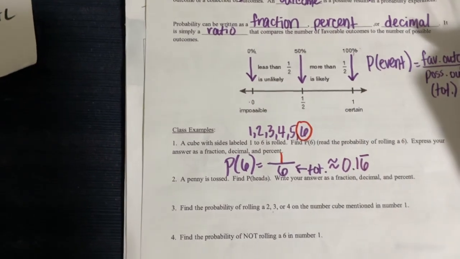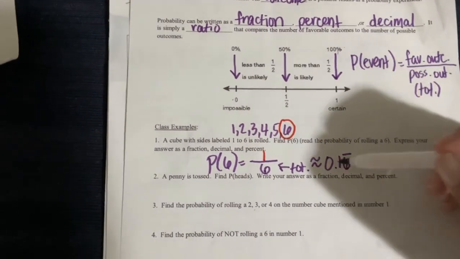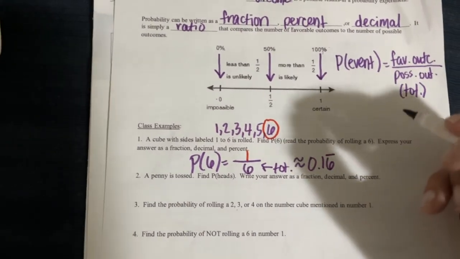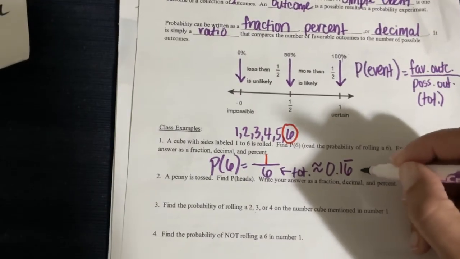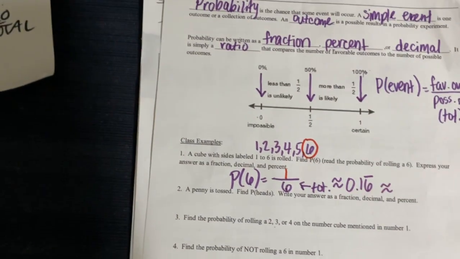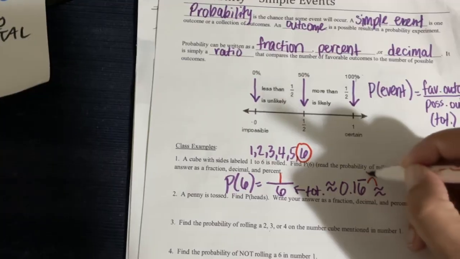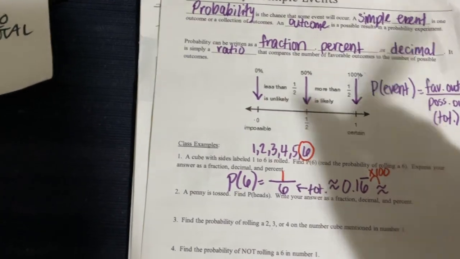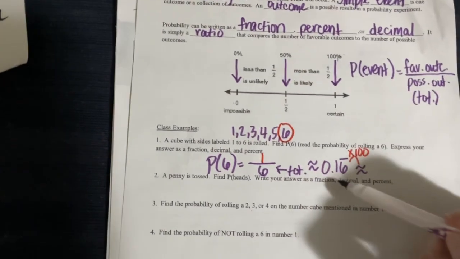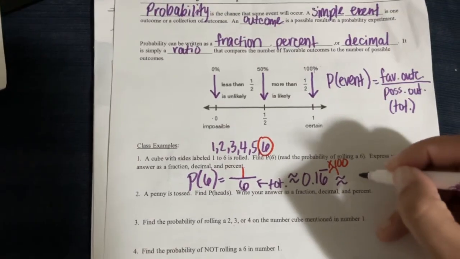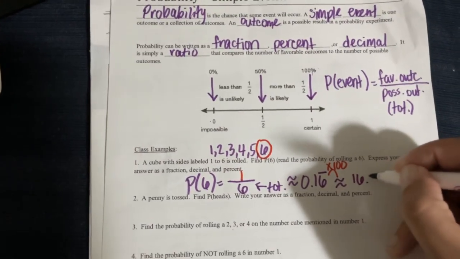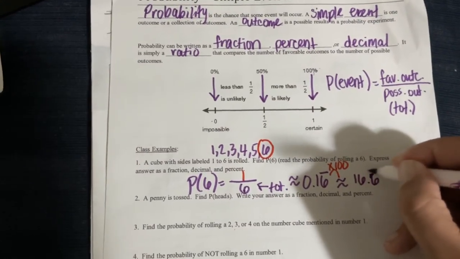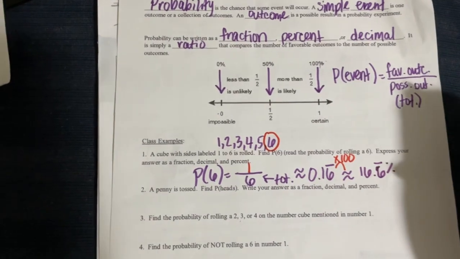0.16 repeating. And then to change any decimal to a percent, you typically multiply by 100, or use your calculator, multiply by 100, or move the decimal 2 places to the right. This becomes 16.6, and it's repeating again, percent.